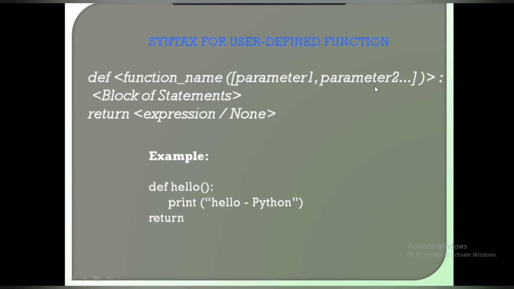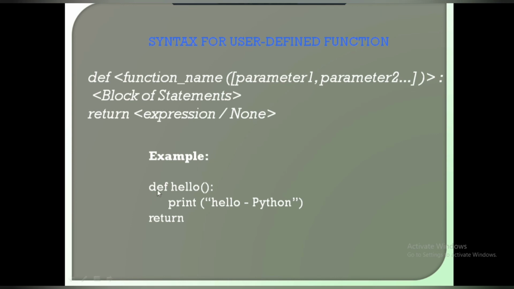After finishing this, at last you must put colon. After this colon only, function block statements can be written. After finishing this, then write return and then expression. Either we can return an expression, or we just write return statement alone. Return none. Now you can see the example.